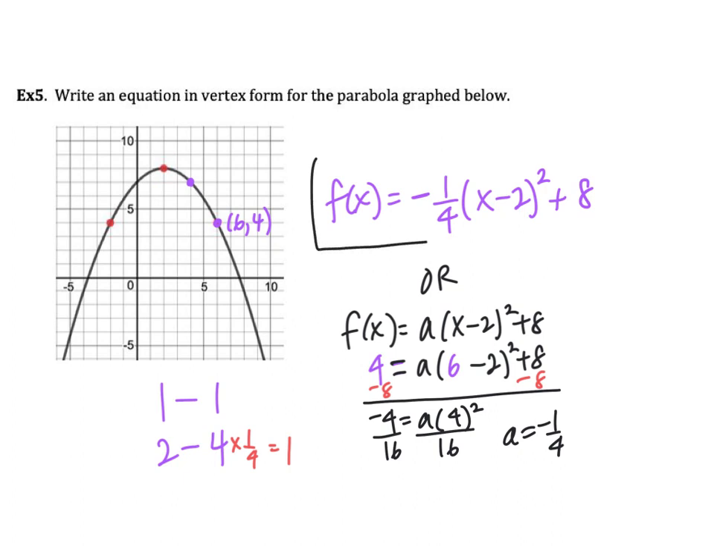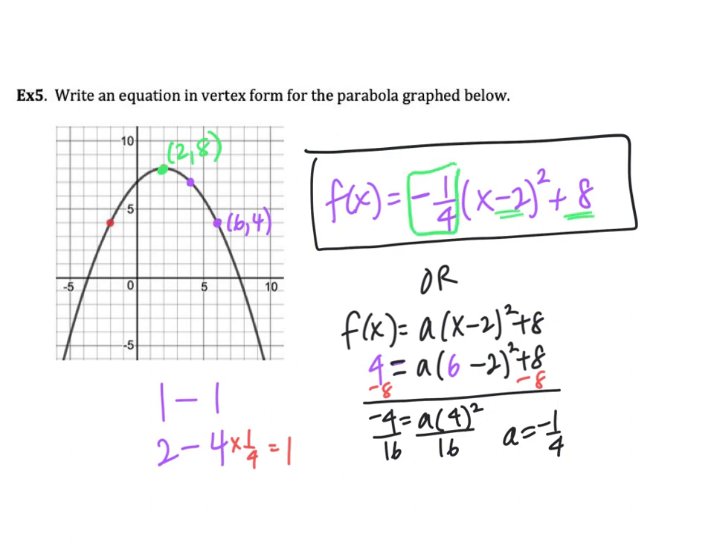Okay, did you get negative f of x equals negative 1/4 times x minus 2 the quantity squared plus 8? Hopefully you did. You have your vertex here. Your vertex is at 2, 8, so that's right 2 and up 8. But this letter A was the tricky one to find out.